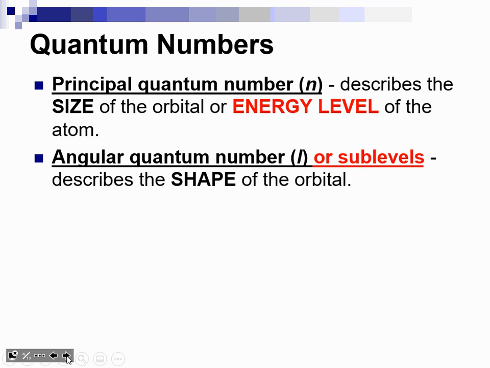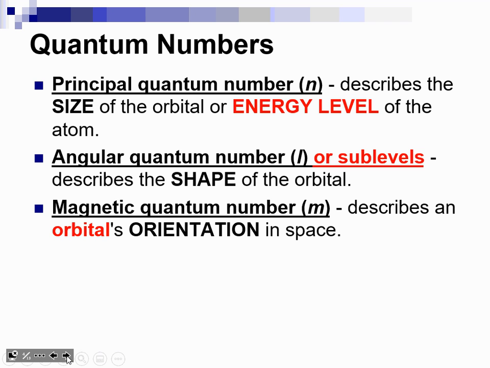Next is the angular quantum number, lowercase l. I refer to these as sublevels. These sublevels describe the shape of the particular orbital. The third is the magnetic quantum number, and it describes an orbital's orientation in space. What do I mean by that?